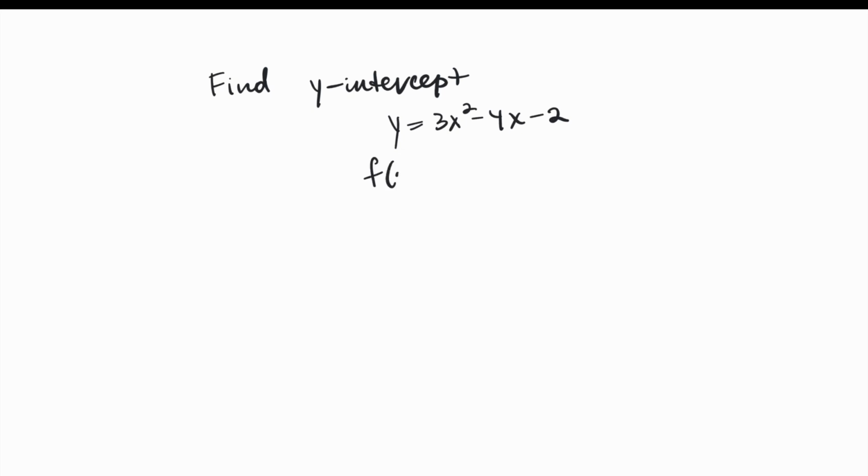Lastly, some questions will give you the equation of the quadratic function and ask you to find the y-intercept. Remember, when we were looking for x-intercepts, we made our y a 0. Similarly, to find the y-intercept, we will make our x a 0. So to find the y-intercept, we're simply finding f of 0, which is 3 times 0 squared minus 4 times 0 minus 2. And that's a negative 2. The y-intercept is at the point with coordinates (0, negative 2).